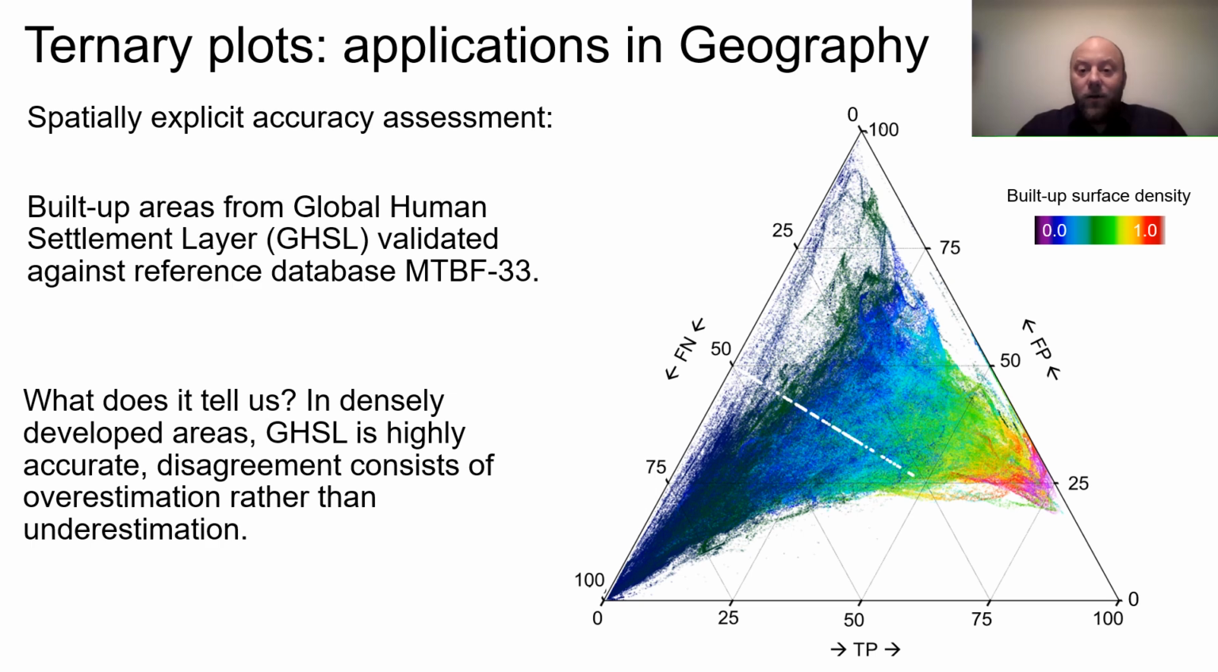And not only that, but also about the kind of accuracy components, right? So whether we have a lot of agreement or disagreement in terms of missingness, so underestimation or overestimation, right? False negatives are associated with underestimation or omission errors, whereas false positives are associated with commission errors, so overestimation.